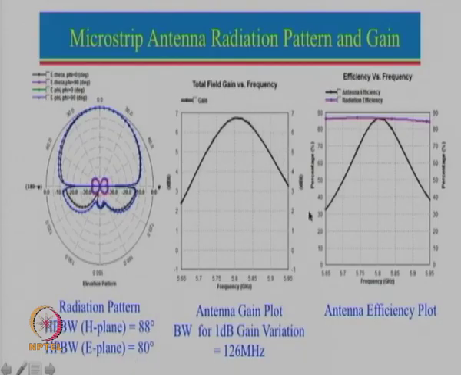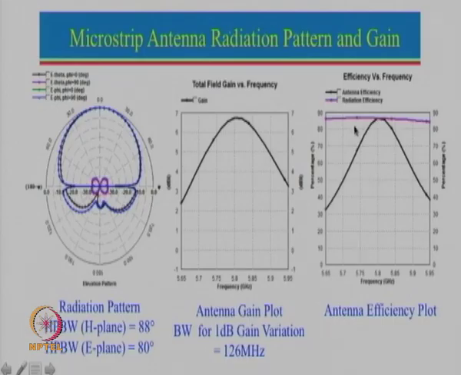Now, this is the gain plot. One can see that the maximum gain is slightly less than 7 dB, but one can also see that as frequency changes, gain varies. Generally a 1 dB gain variation is acceptable. So, we can say that the bandwidth for 1 dB gain variation is approximately 126 megahertz.